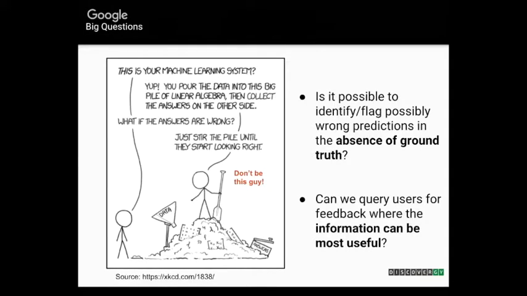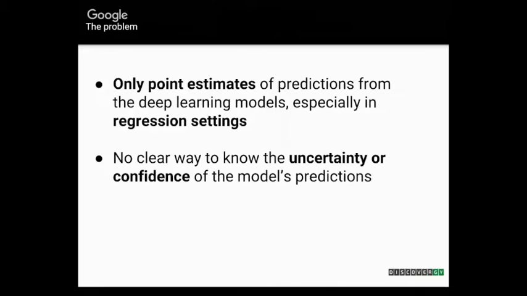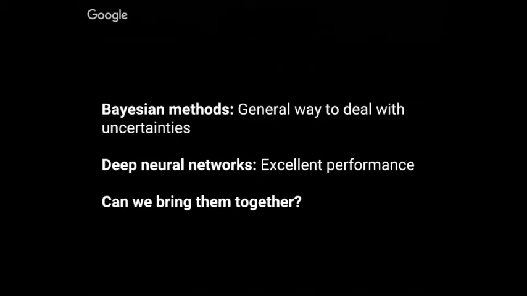And even if we go out and collect ground truth data from our users, for example, asking them to confirm some predictions, then we want to do this intelligently. We don't want to nag them for every prediction, because it can get cumbersome. So the problem here is that from deep learning models, you only get point estimates, especially in a regression setting that we used. And there's no clear way to obtain uncertainty estimates or confidence intervals of our predictions.